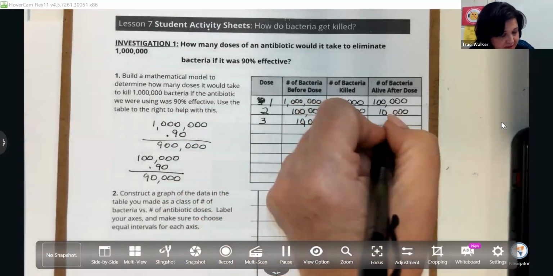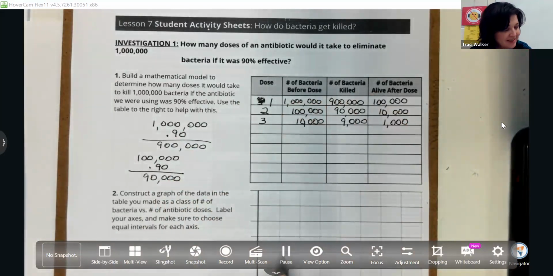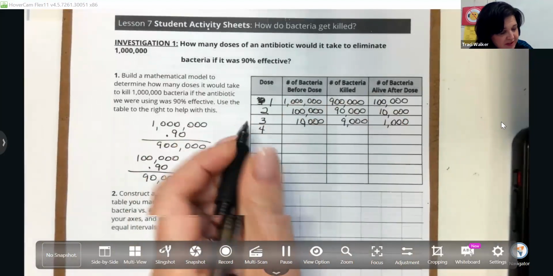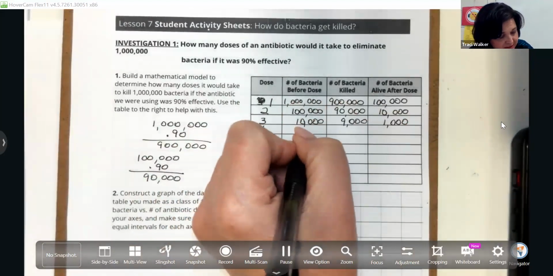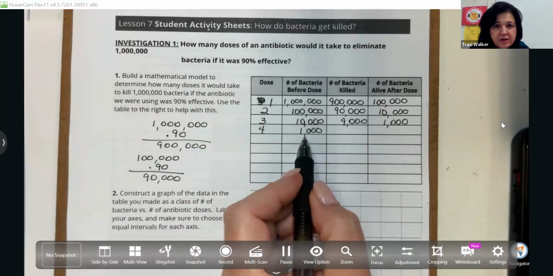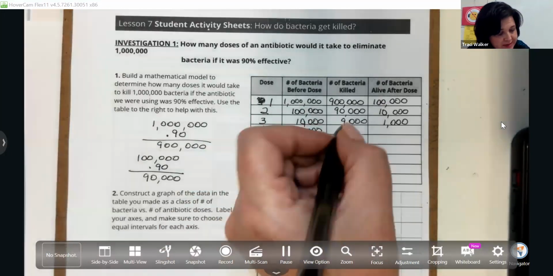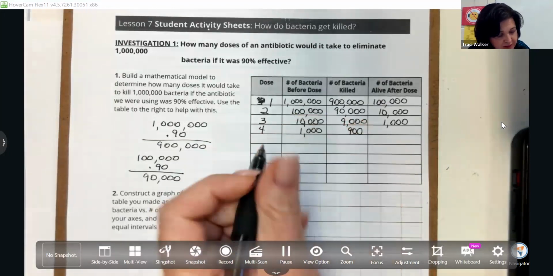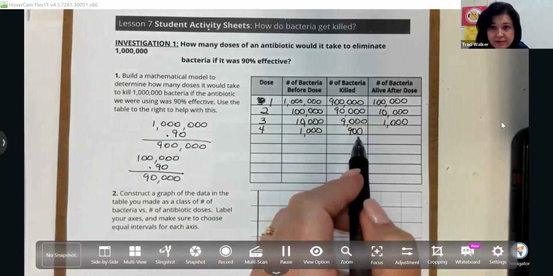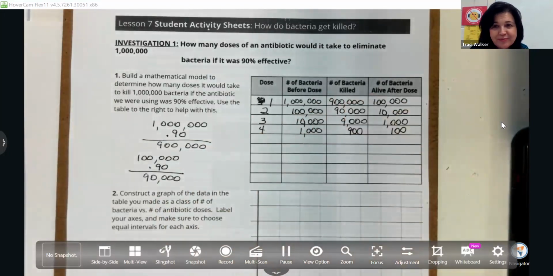10,000 minus 9,000 leaves 1,000 alive. Are you noticing a pattern here? Yeah. Our fourth dose, we've got 1,000 bacteria alive before we take it. We take our fourth dose, we kill 90% of these. So 1,000 times 0.9 is 900. So 1,000 minus 900 that we killed leaves 100 bacteria.